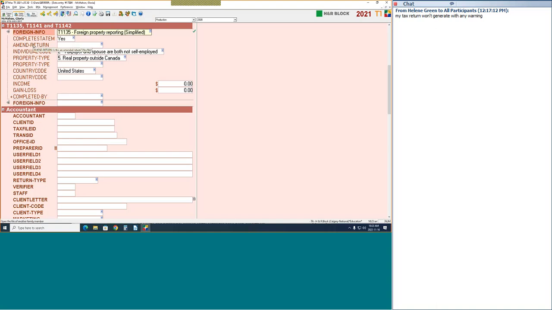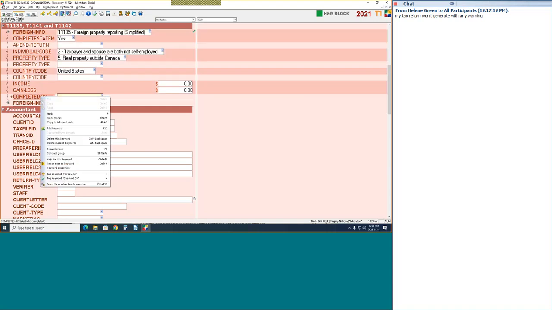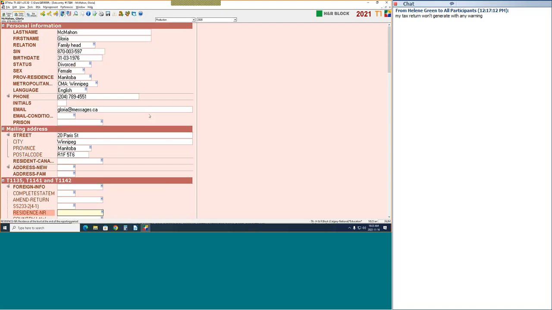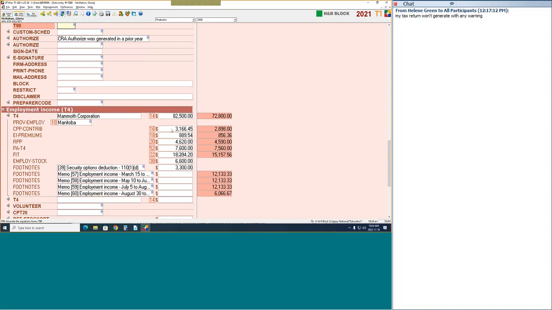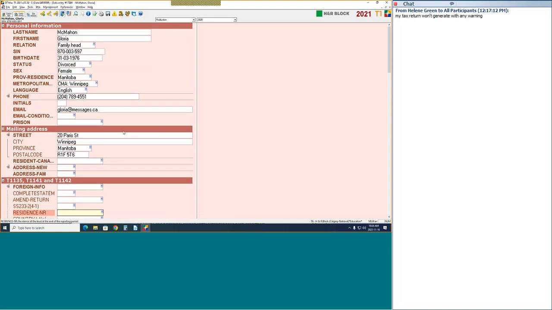Okay? I'm going to show you again what happens with warnings. So I'm going to take this one out because I don't want this one, but I'm going to put a few of the not critical ones back in. So for this one, I think what I will do is going back to the T4. I'm going to change this one, but I won't clear the warning. And I'm going to go into the street, and I'm going to take the street out. So I can generate a return, but I have warnings that I haven't cleared.